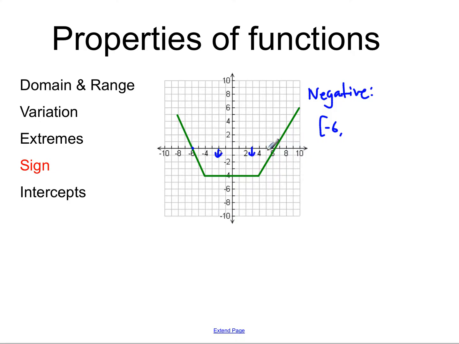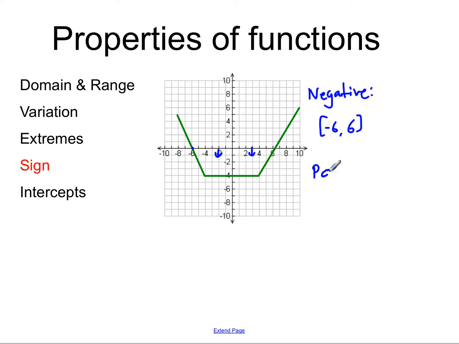Continues to be negative all the way until +6. So it starts being negative at -6 all the way to +6. This is the interval for which you will produce negative y values. So here, all of this has negative y values. So here's the part of the domain, the interval of the domain for which it is negative.